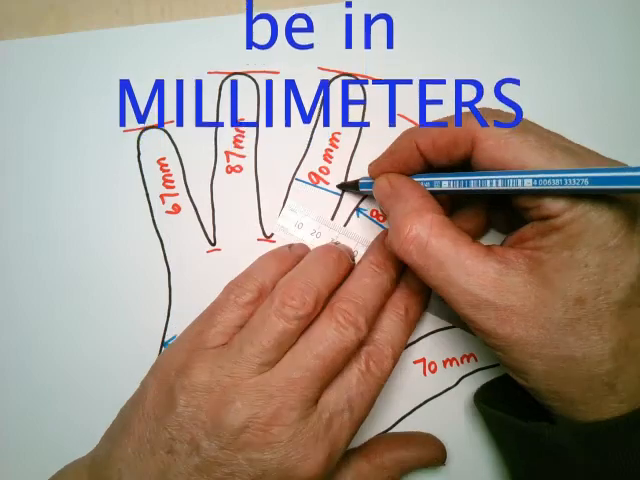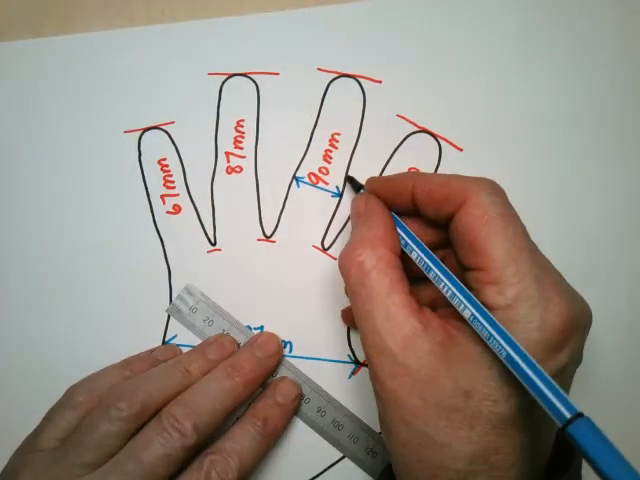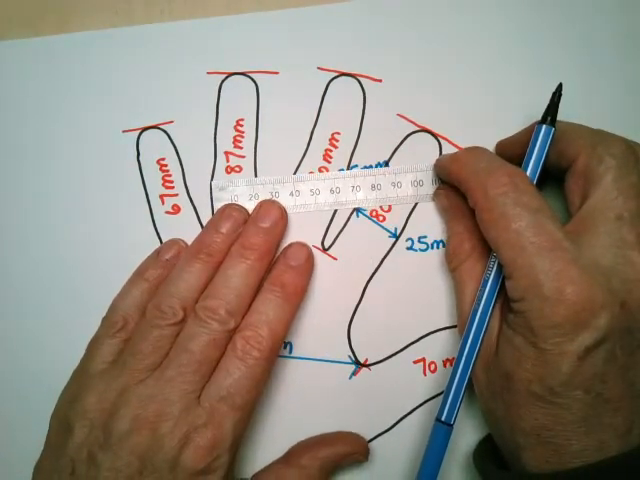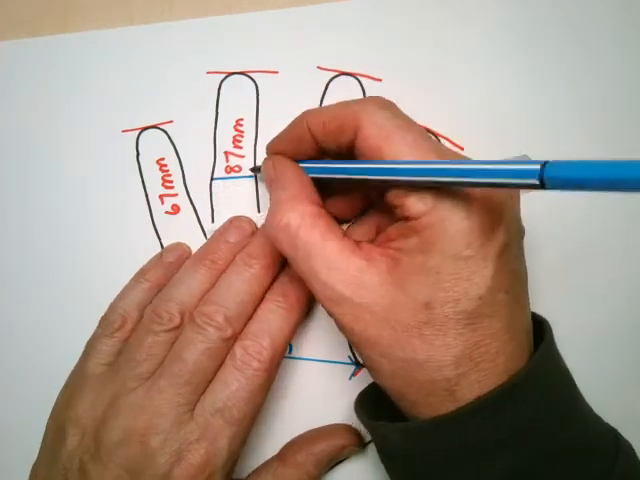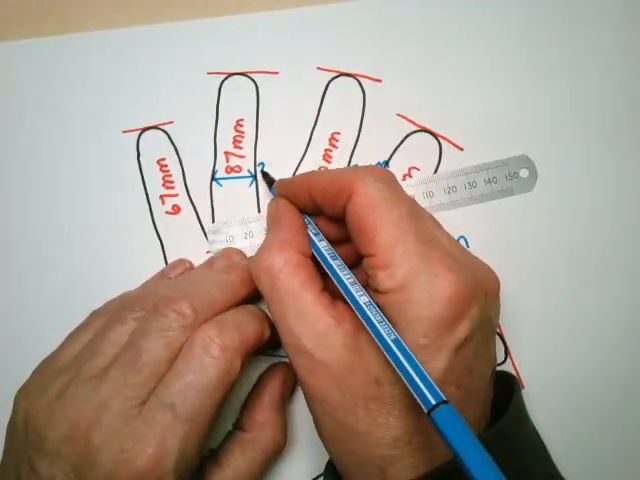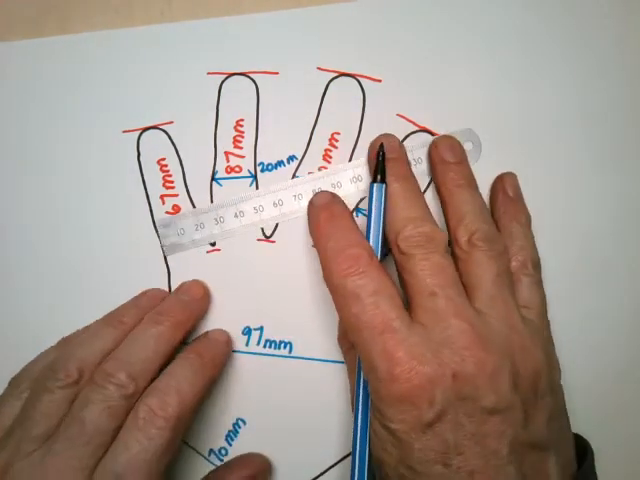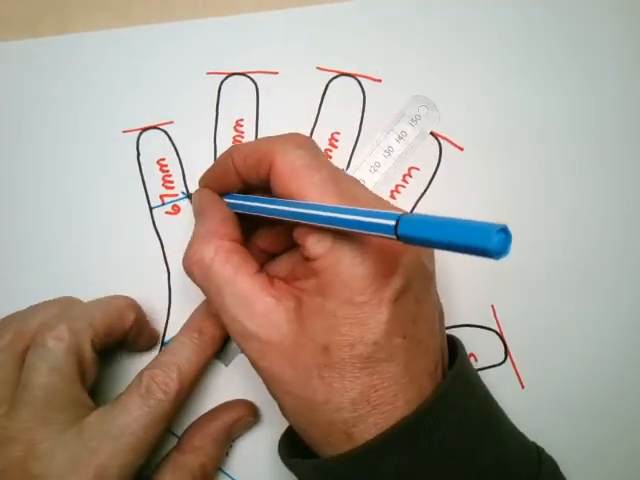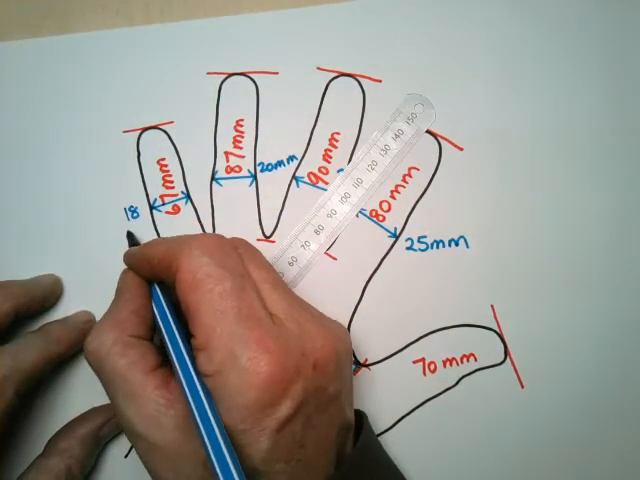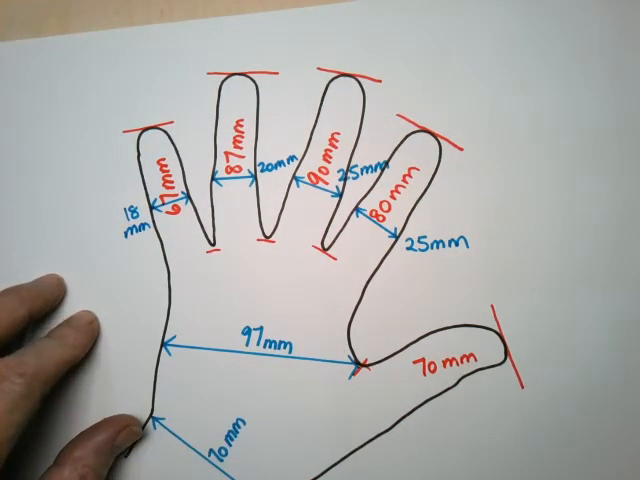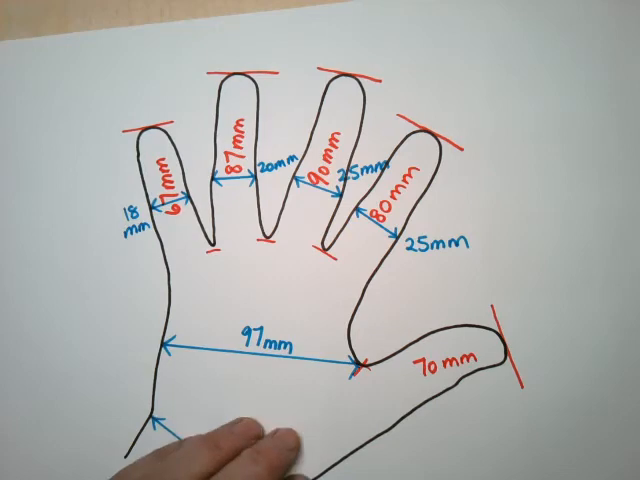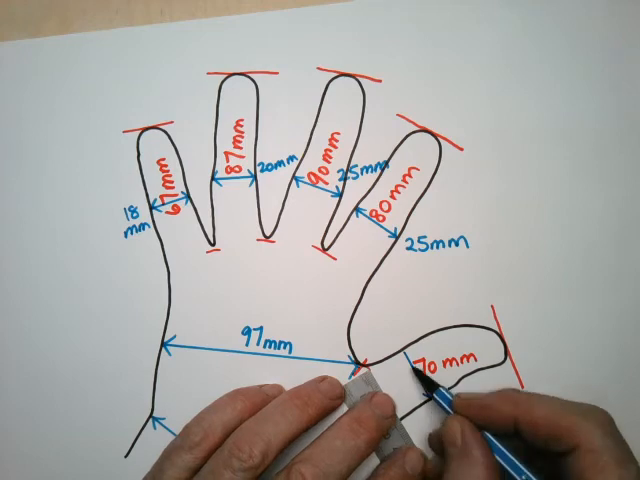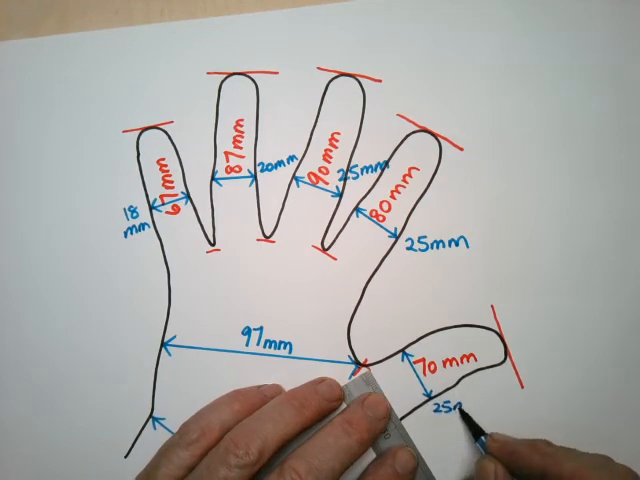On my second finger, it is also 25 millimeters. My third finger, or ring finger, it is 20 millimeters. And my little finger, it is 18 millimeters. I'm also going to measure the maximum width of my thumb, which is 25 millimeters.